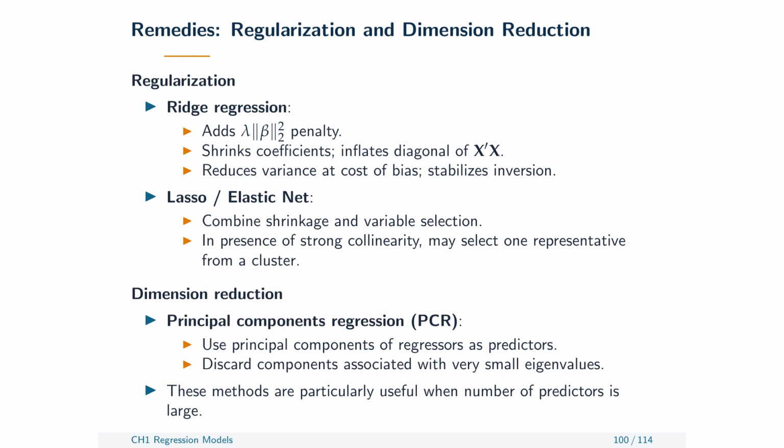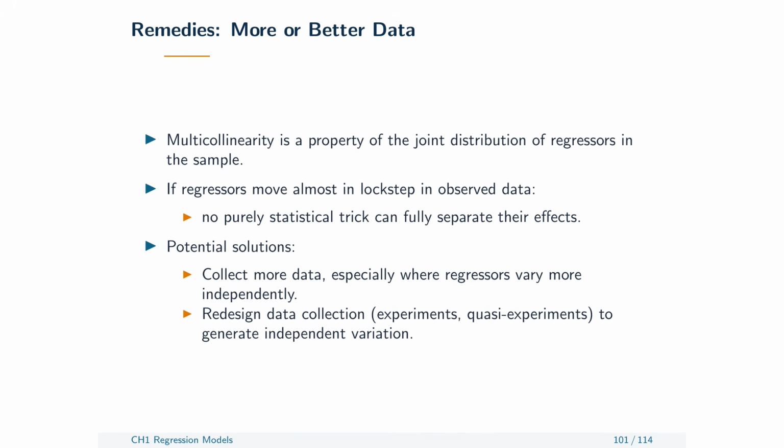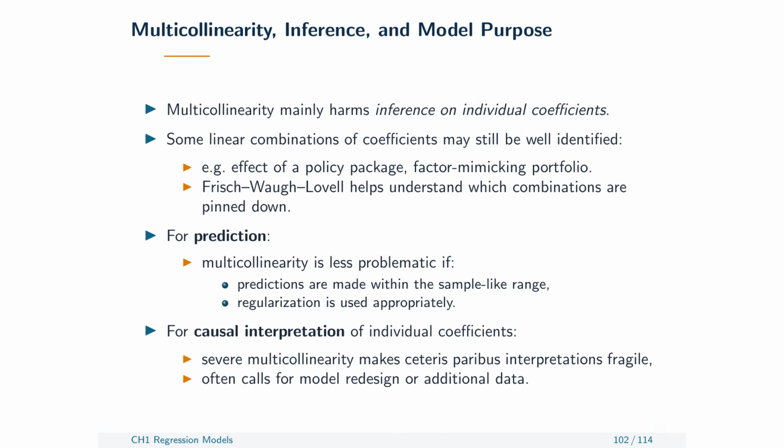Variable selection among a cluster of correlated regressors can be unstable. If the goal is a causal effect for one original variable, regularization does not manufacture the missing independent variation. The most direct remedy is often better data. We want observations in which the regressors vary more independently, perhaps through a broader sample, an experiment, a quasi-experiment, or improved measurement. No algebraic transformation can fully separate effects that the observed data never distinguish. Identification ultimately comes from variation, not from a diagnostic command.